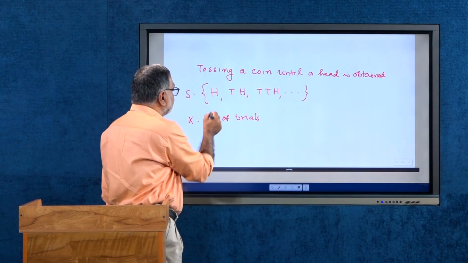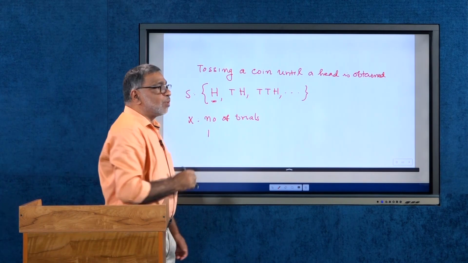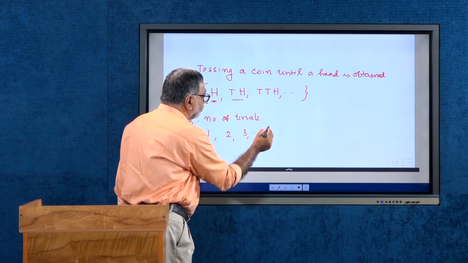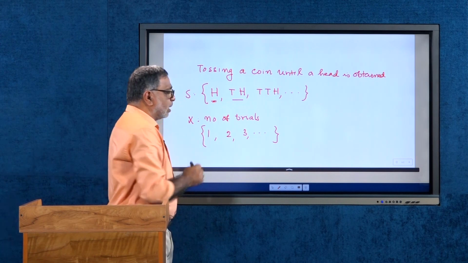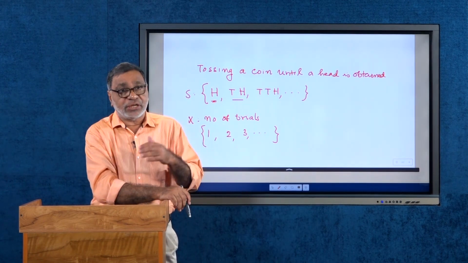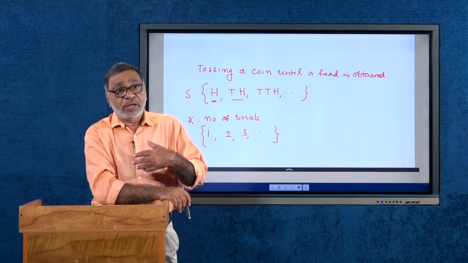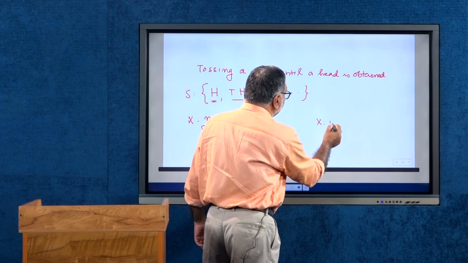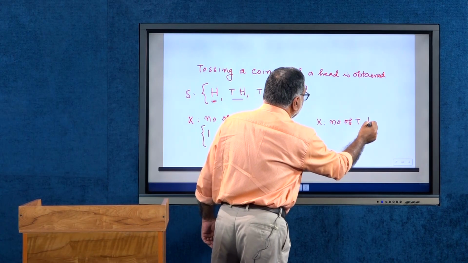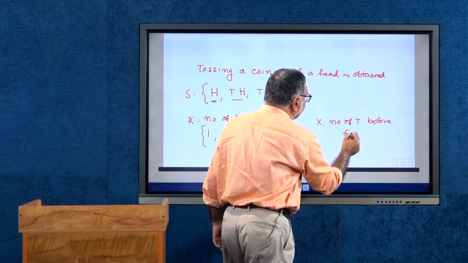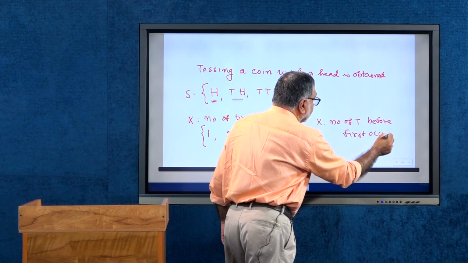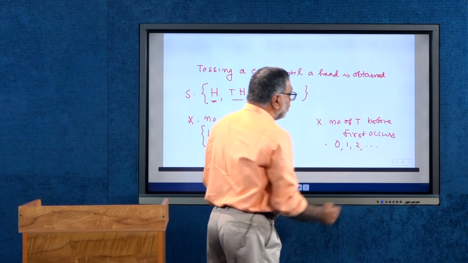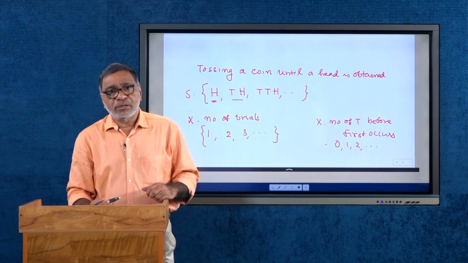If the outcome is H, the value is 1. If it is TH, we have the value 2, then 3, etc. So the value of the random variable x, if x is defined as the number of trials required to get a head, or if x is the number of failures or tails before the first head occurs, then the values are 0, 1, 2, etc. So both are similar random variables.